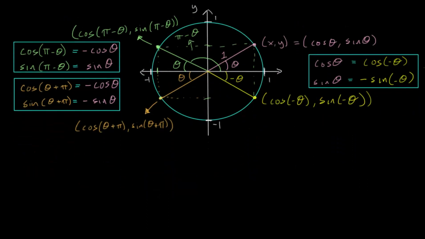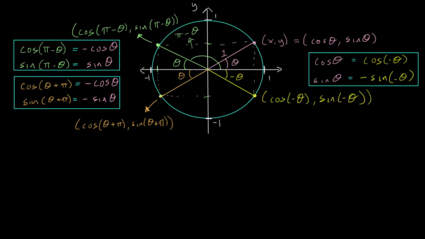To study the tangent function, we just need to remember that the tangent of the angle is the sine of the angle theta divided by the cosine of the angle theta. We can now look at these different identities using the tangent function by just looking at the ratio of the sine to the cosine.